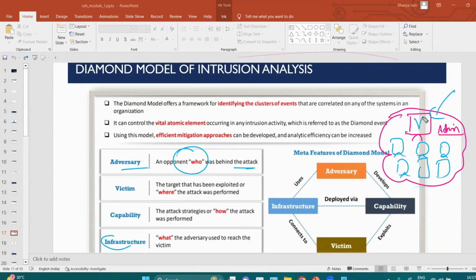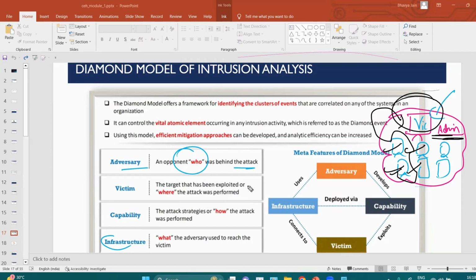Let's say this is the main victim of the attacker. Now, for example, the attacker uses this system, this system, this system, and this server to reach the victim. Let's say this admin PC is not directly reachable. So to reach the admin PC, the attacker uses this particular system, then this server, then this system, and then this victim to reach the admin PC.